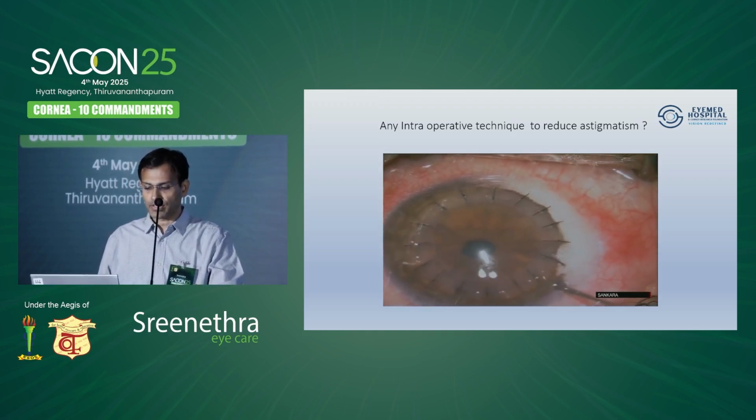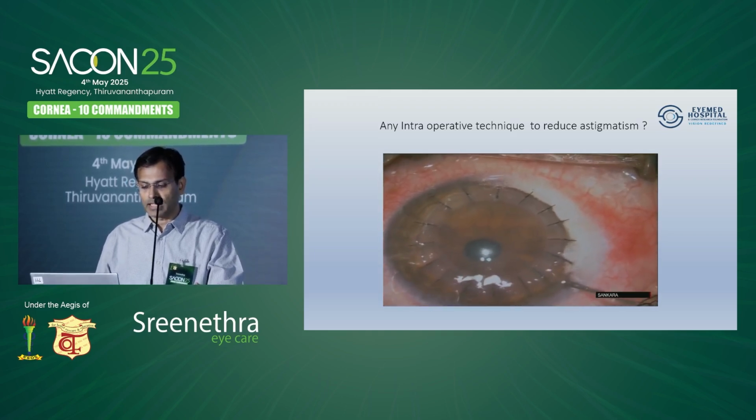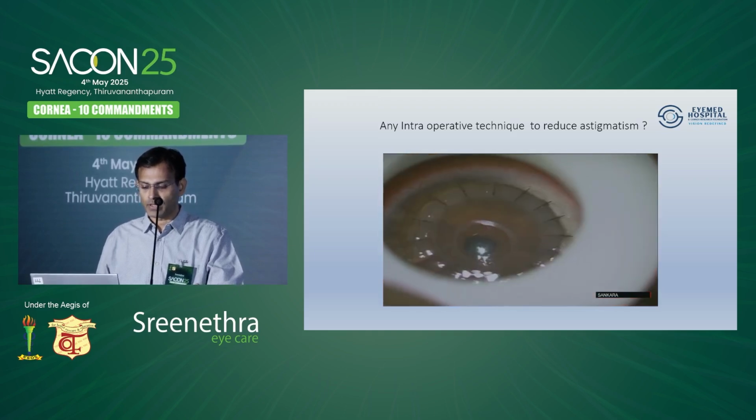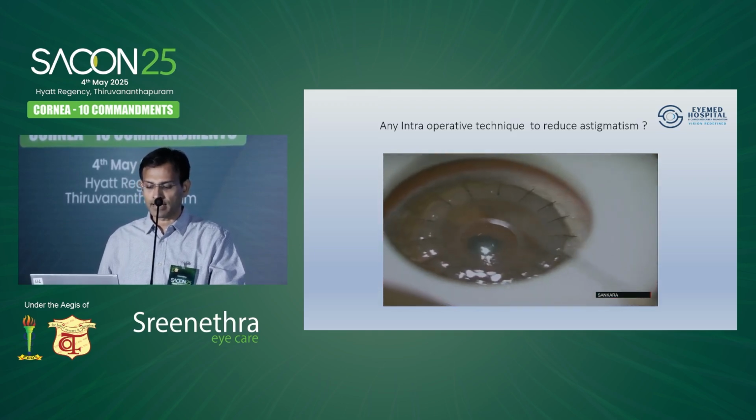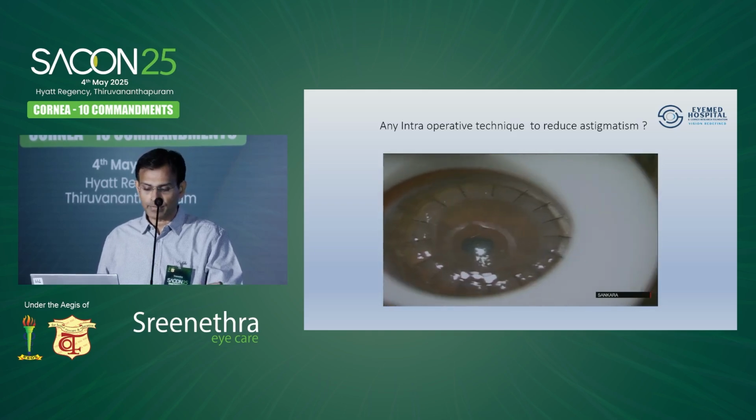And you can see here, after suturing, we can use an intraoperative cone. You can see that it's round. Most of the time you can see that the central area, like in a keratoscope, is round most of the time.